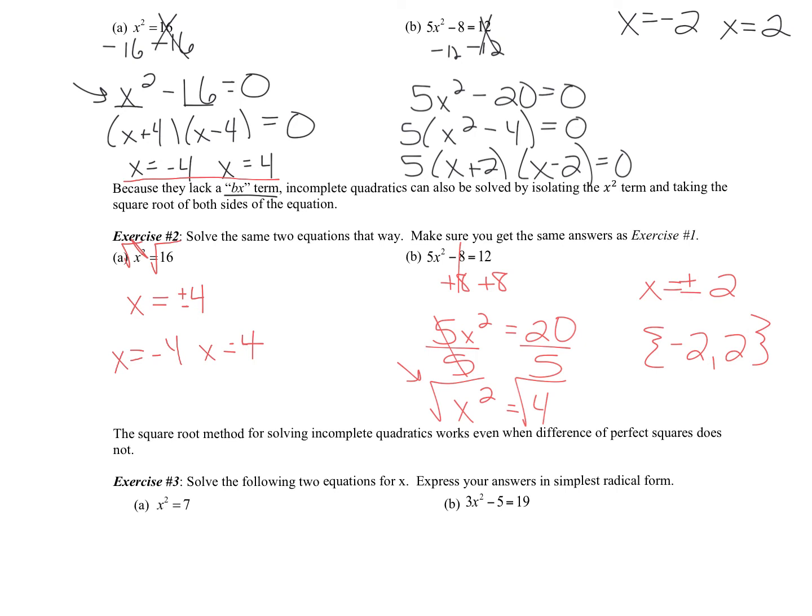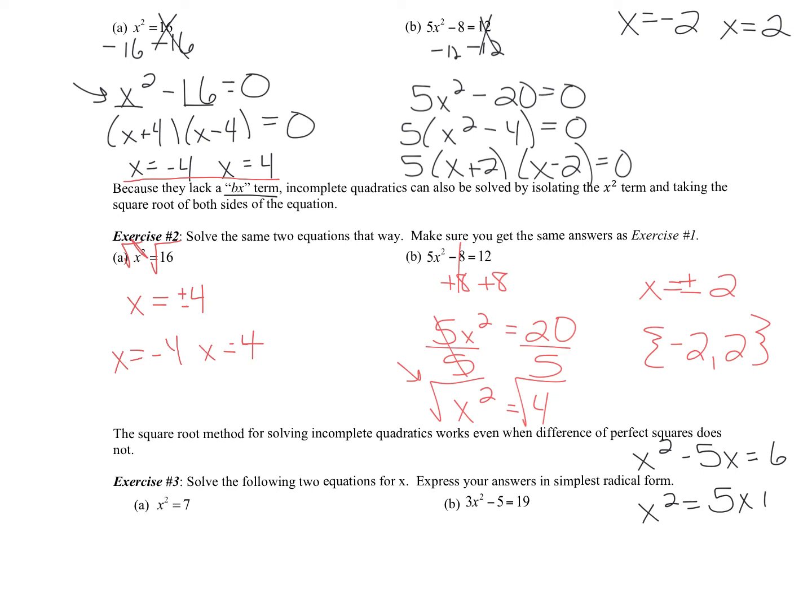Now, before moving on, I just want to point out that the reason that we haven't used this method so far with quadratics is because with something that's not incomplete, like if I had x squared, let's say -5x equals 6, there's no way to get the x squared by itself. Like I've seen people try to do this.